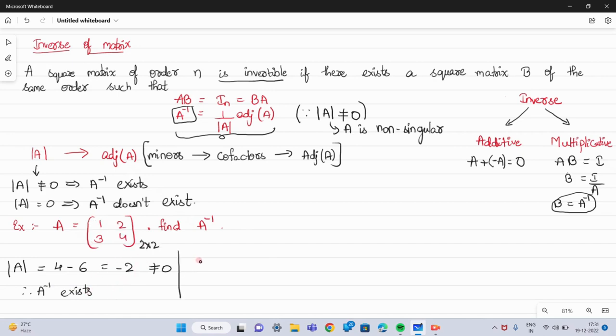Now, find the adjoint of A. I already discussed a trick. So adjoint of A is nothing but interchange the diagonal elements, that are 1 and 4. Next, add a negative sign for the non-diagonal elements. This is the required adjoint of A.